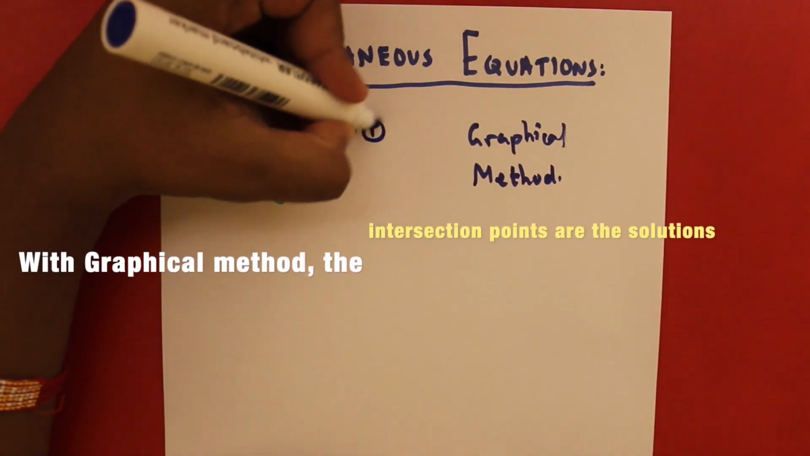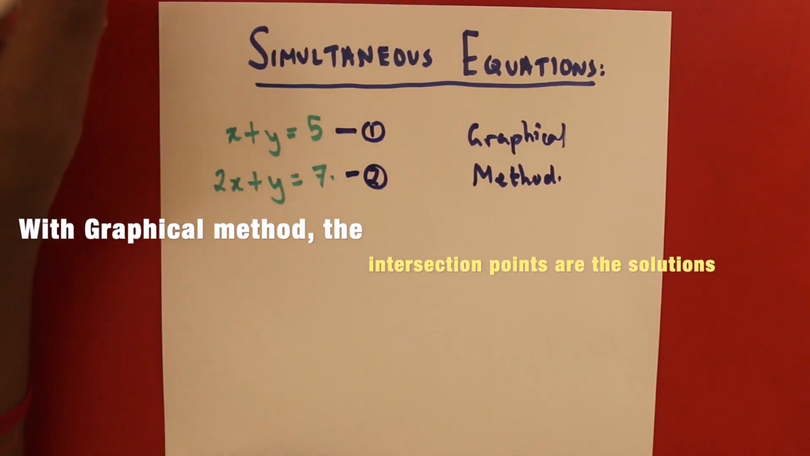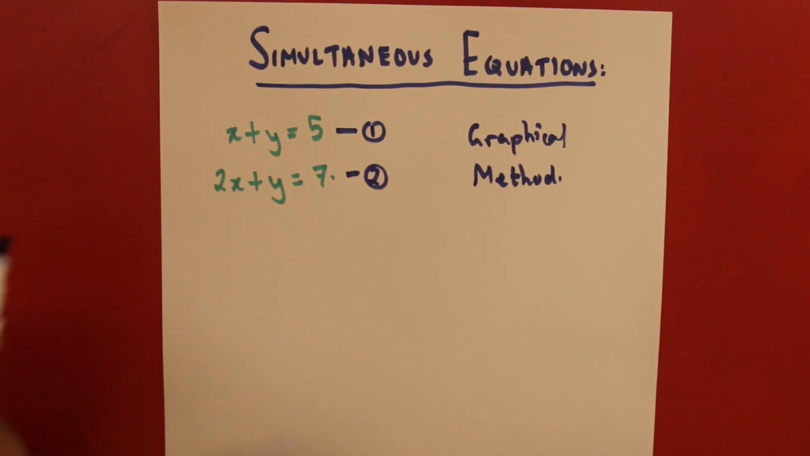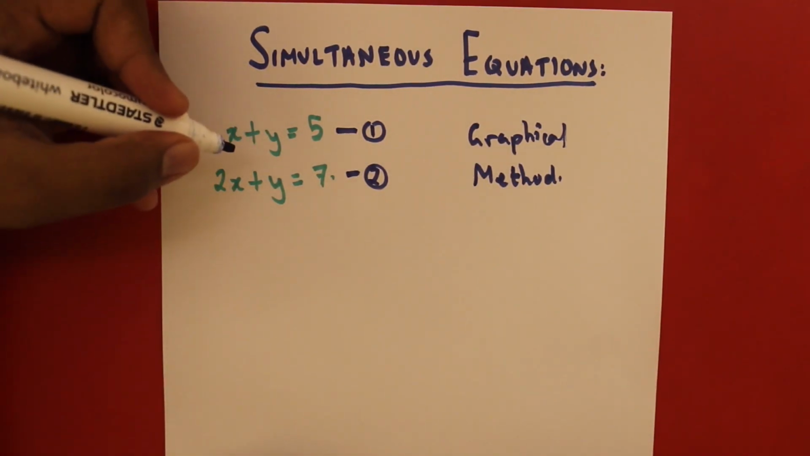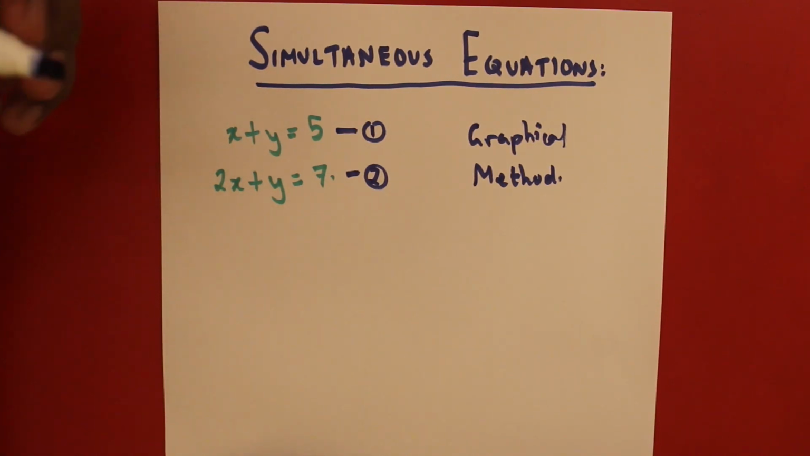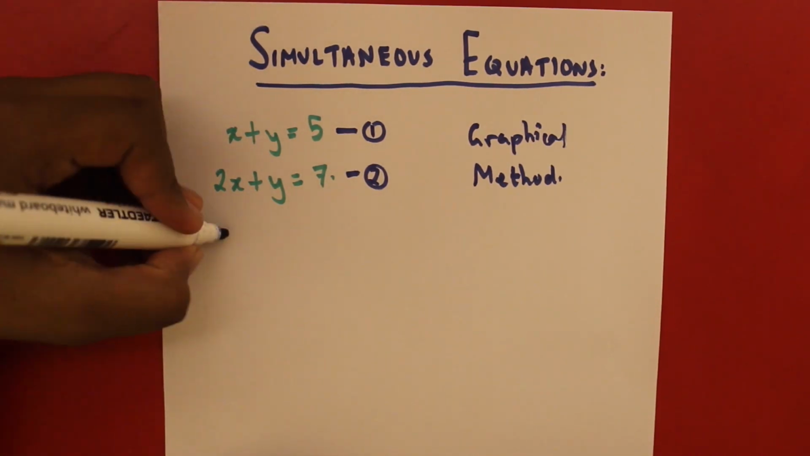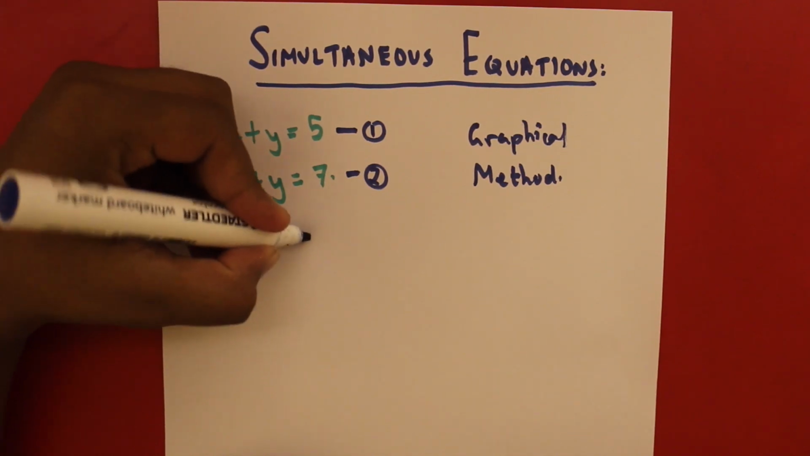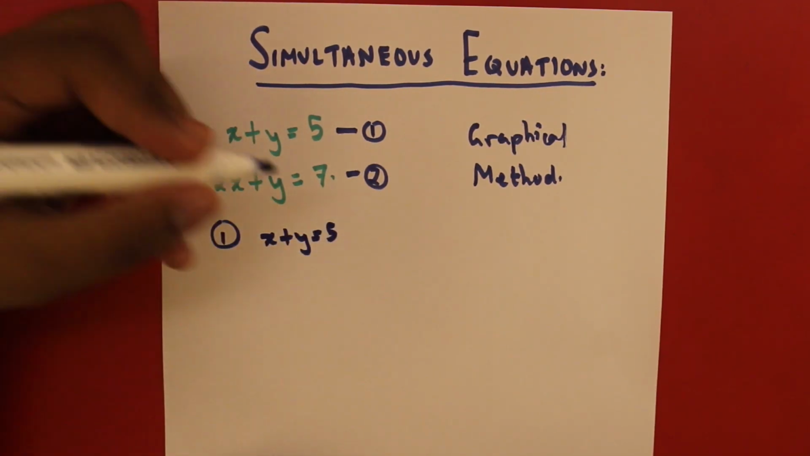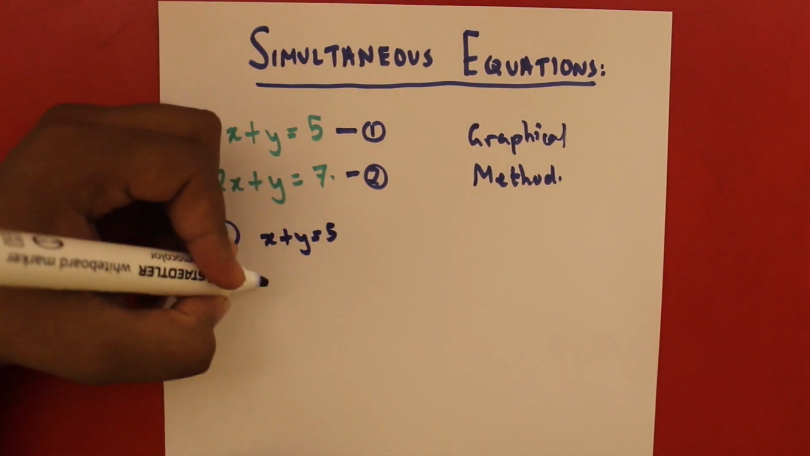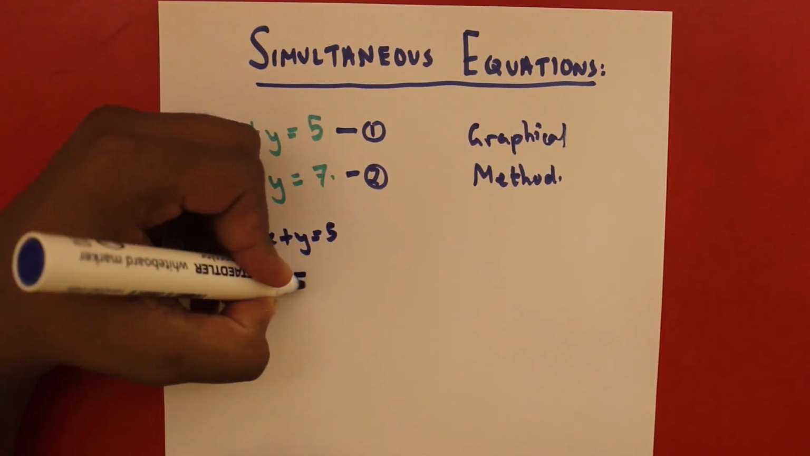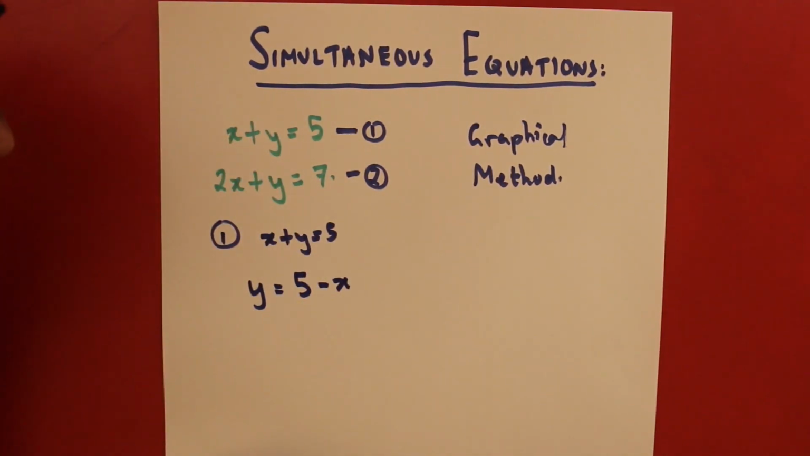So let's label this equation 1 and this will be equation 2. To make an equation into the graphical form, we start by making y the subject of the equation. So for equation 1, x plus y is equal to 5. If we make y the subject, we'll be moving x to the other side. Therefore y is equal to 5 minus x.